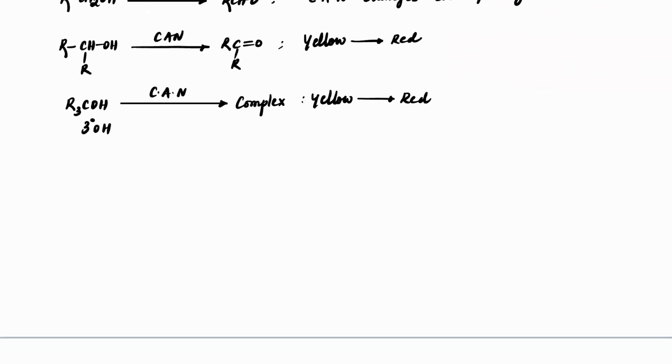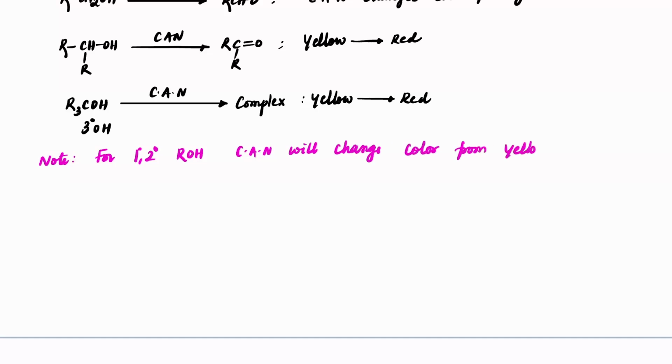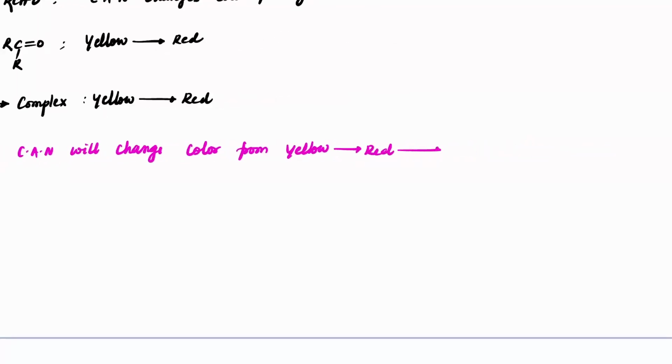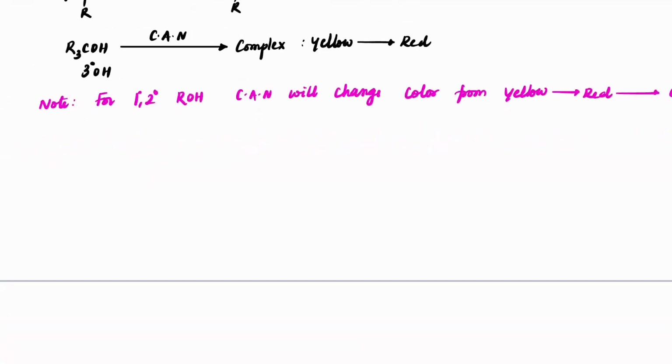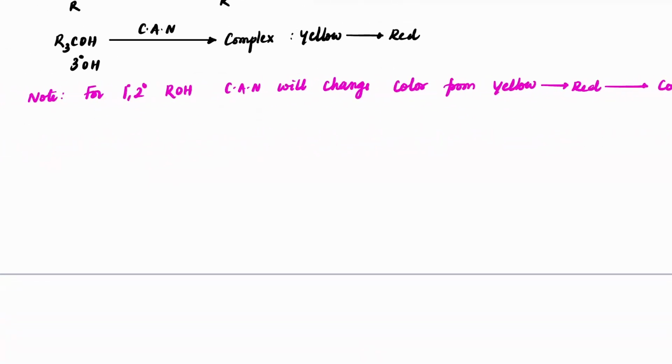But what is an important note here is, for 1-degree and 2-degree alcohols, CAN will change color from yellow to red and then become colorless. After some time, it will become colorless, which is evidence that there is a 1-degree or 2-degree alcohol.